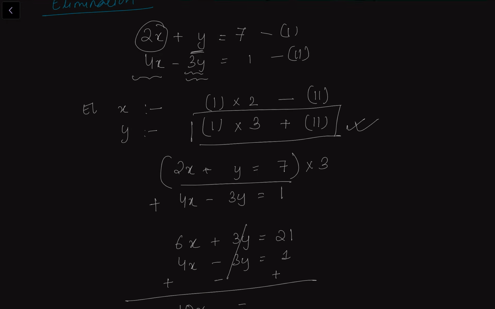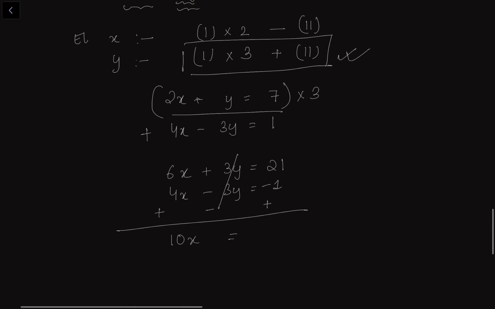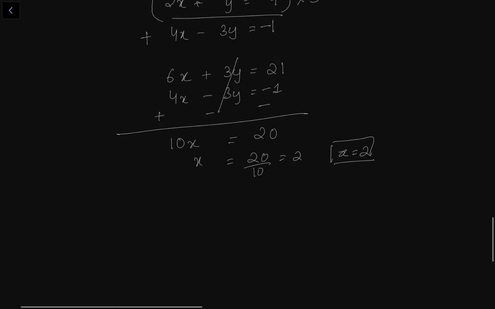So this will be minus 1. So here you will have minus 1, and the sign won't change. So this will remain as minus 1. So 21 minus 1 is 20, and so x is 20 by 10, which is 2. So x is equal to 2, and after this step you will use substituting value.